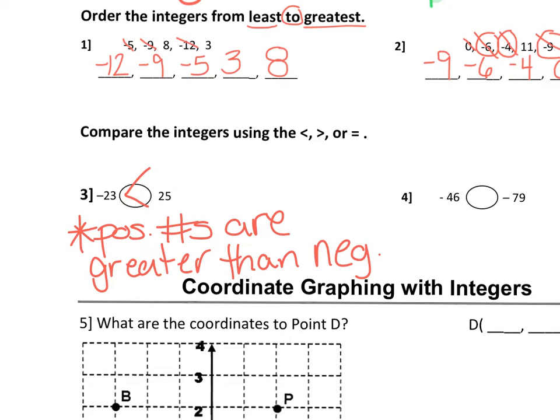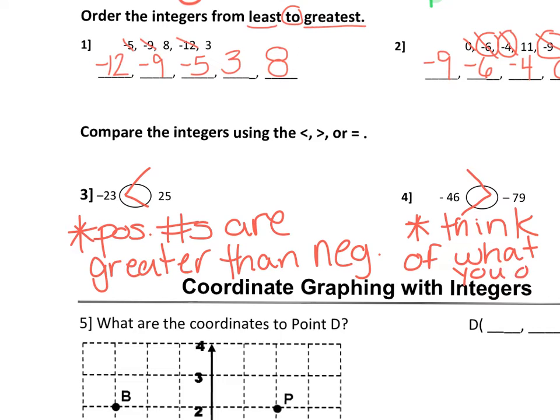Okay, remember here, the greater the negative, the smaller the value. So here, negative 46 would be our bigger number. So negative 46, the alligator should be eating. Because here you only owe 46, here you owe 79. So here we're going to remember, think of what you owe. Or what you lost, okay?